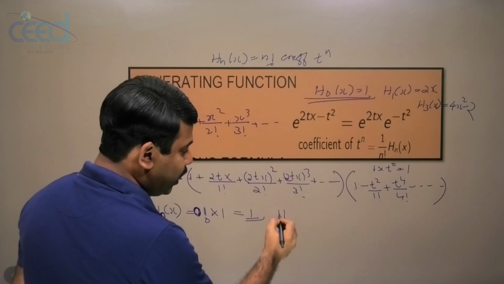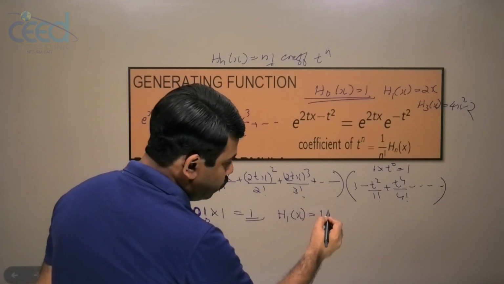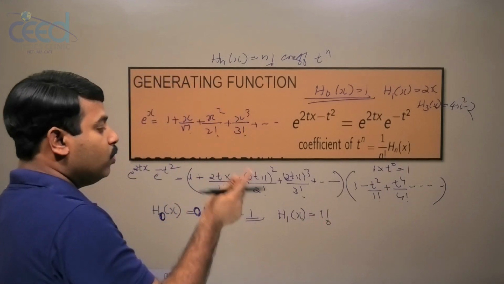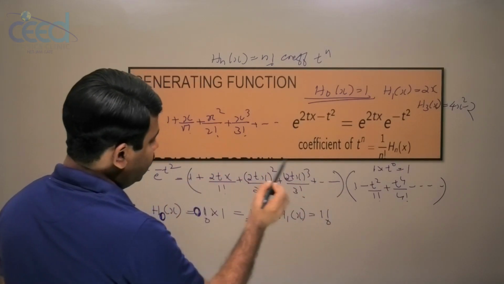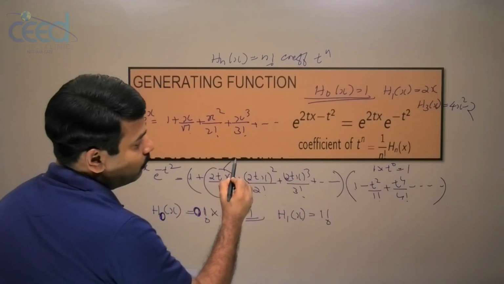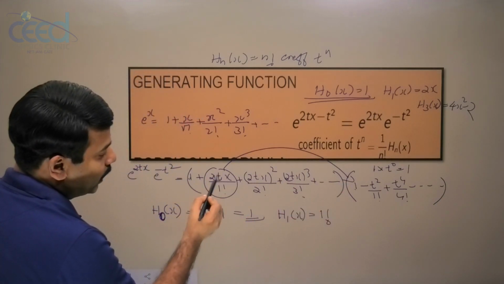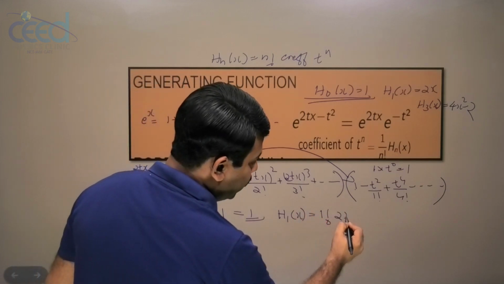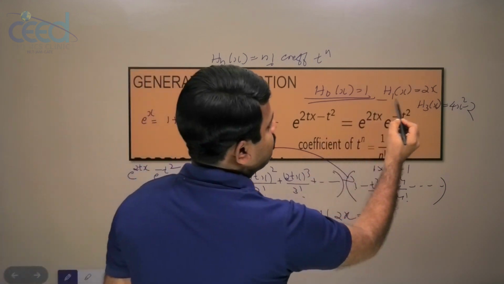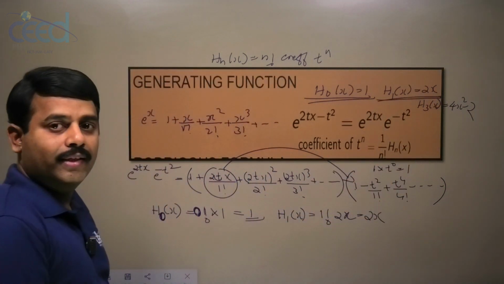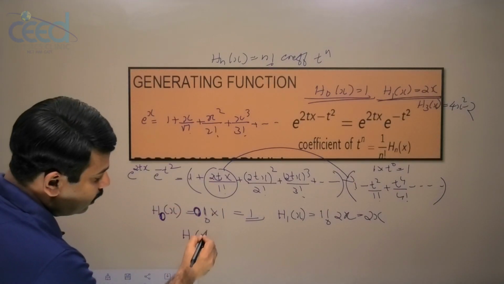Now you can find h1 of x, right? Then 1 factorial into the coefficient of t. See, look here, in this expression 1 into 1 we are done. This term you multiply with this one, then you will get the coefficient of t. The coefficient of t is 2x, right? Then into 2x, you get h1 of x as 2x. So h1 of x is 2x, right? This is the method. Now h2 of x, right?